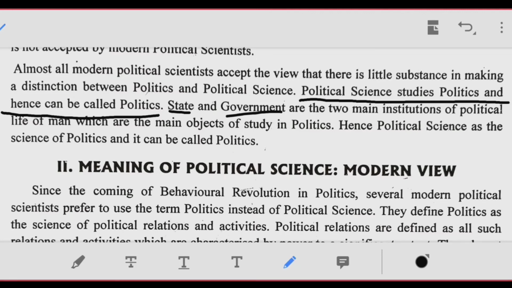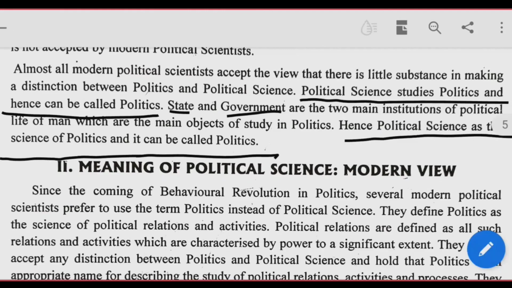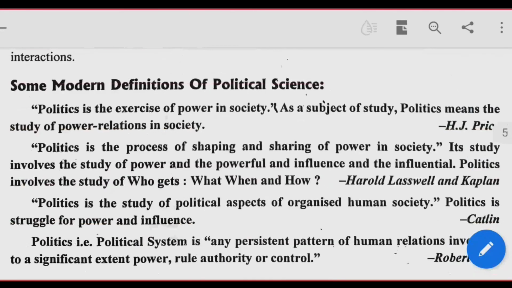Lastly, hence political science as the science of politics can be called politics. So this is all about the concept of political science. Now, let us move on to the meaning of political science according to the modern view. According to the traditional view we studied, it is a study of state and government. Now we'll study the modern view.